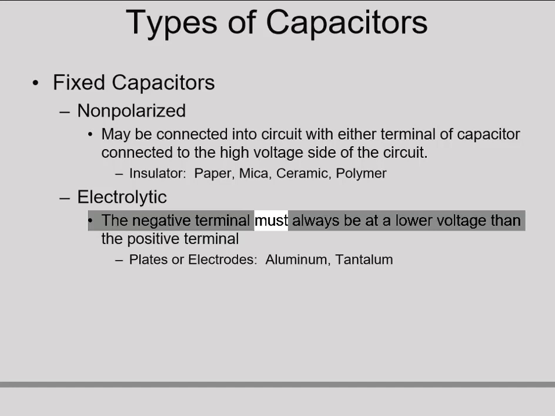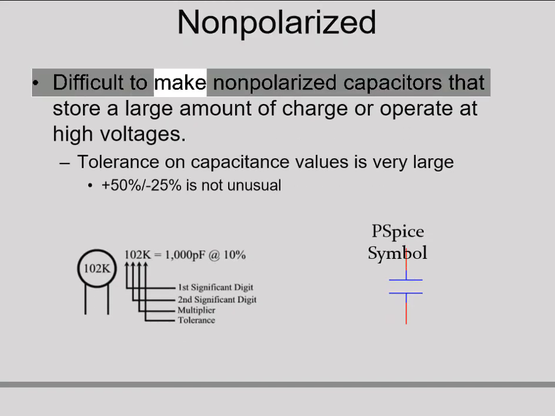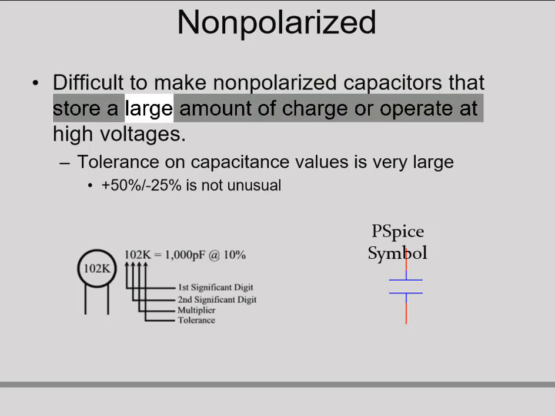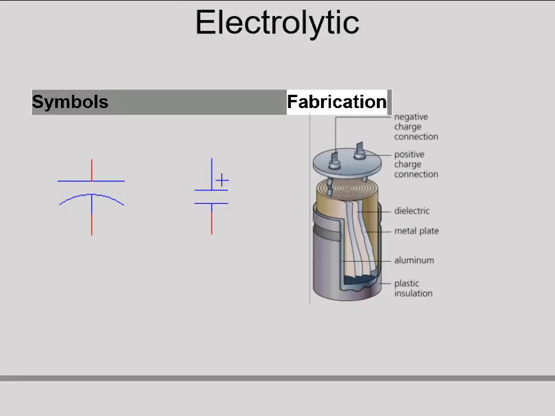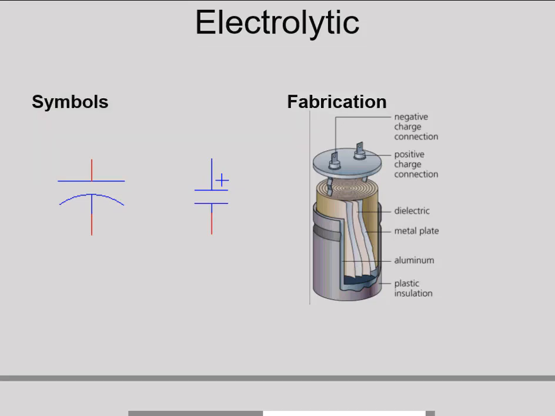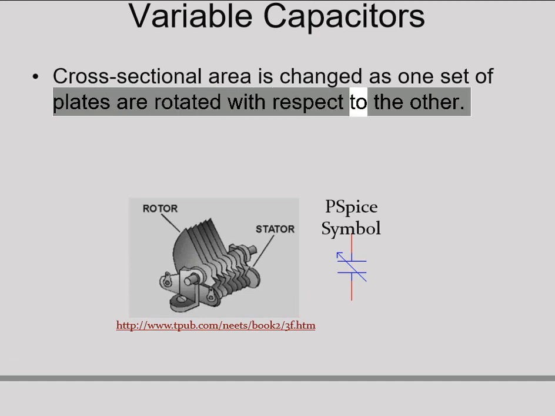The negative terminal must always be at a lower voltage than the positive terminal. Plates or electrodes: aluminum, tantalum. Nonpolarized capacitors are difficult to make that store a large amount of charge or operate at high voltages. Tolerance on capacitance values is very large, plus 50%/minus 25% is not unusual. PSPICE symbol. Electrolytic symbols. Fabrication. Variable capacitors: cross-sectional area is changed as one set of plates is rotated with respect to the other.